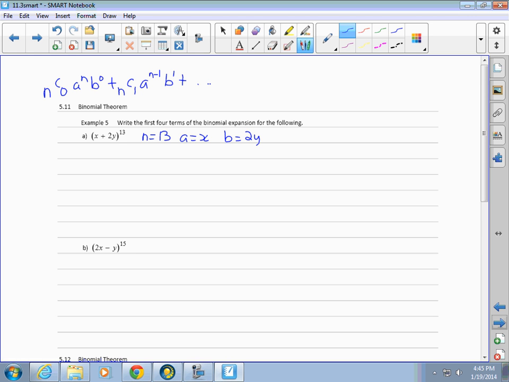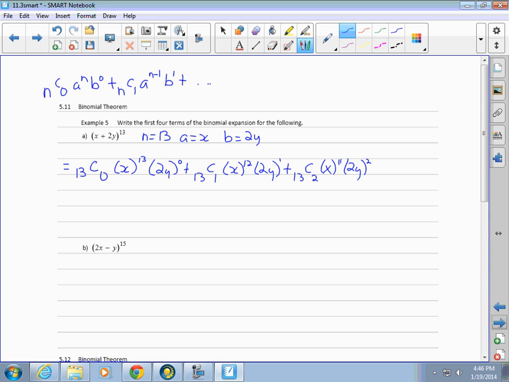So my n is 13, so this is going to start at 13 choose 0. My a is x to the power of n, which is 13, times my b, which is 2y to the power of 0, plus 13 choose 1, x to the 12, times 2y to the 1, plus 13 choose 2, x to the 11, 2y squared.